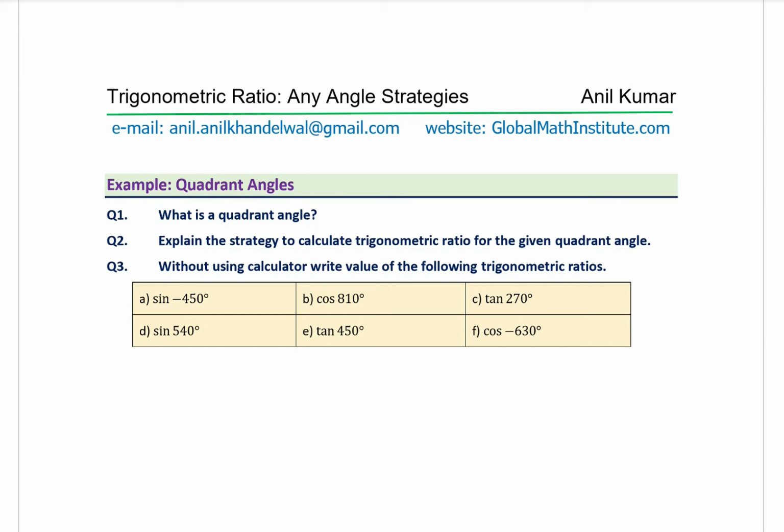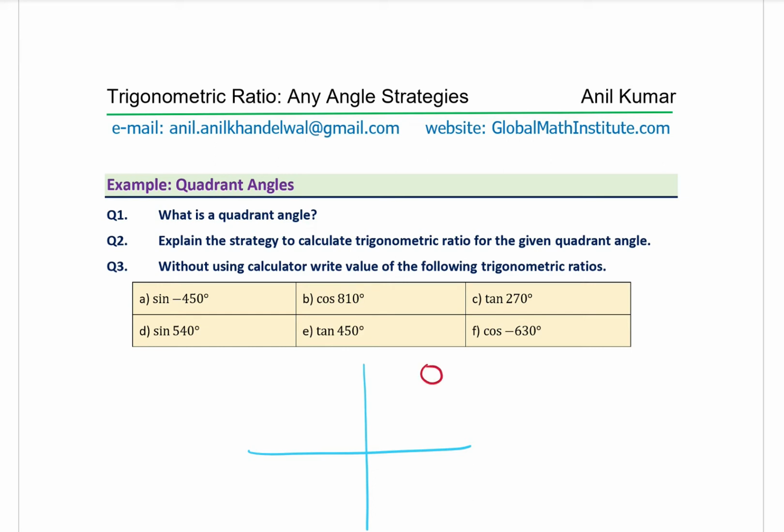In this video, we'll understand the concept of quadrant angles and how to evaluate the value of a trigonometric ratio for a quadrant angle. Let us first understand what is a quadrant angle. On a coordinate plane, you have x and y axis. They divide the plane into four quadrants.